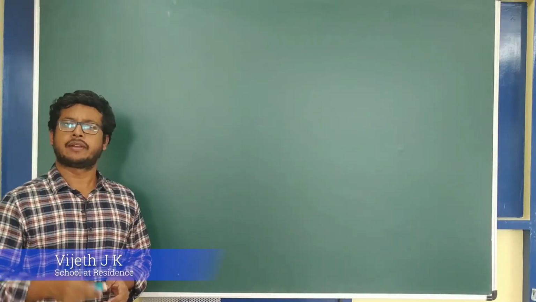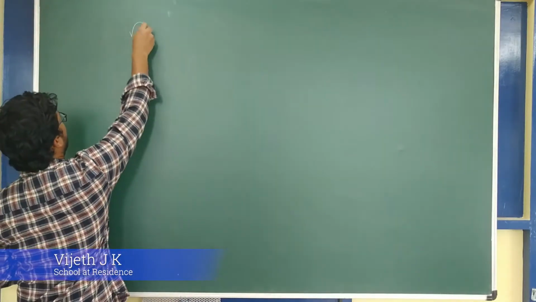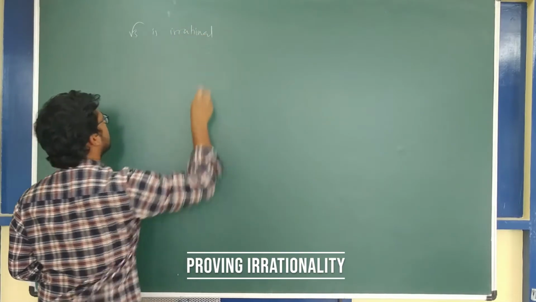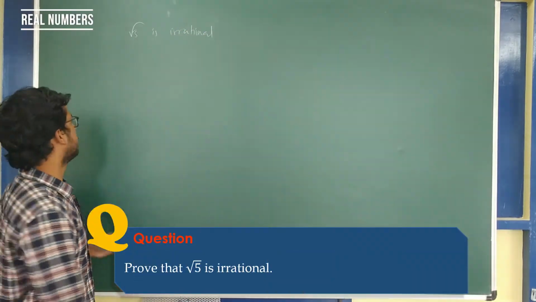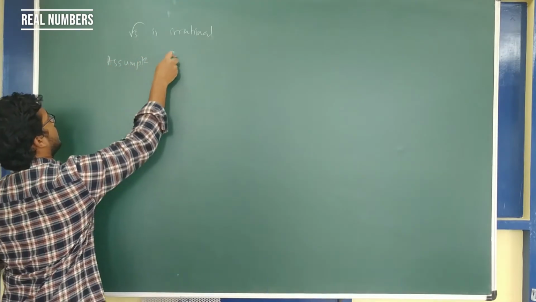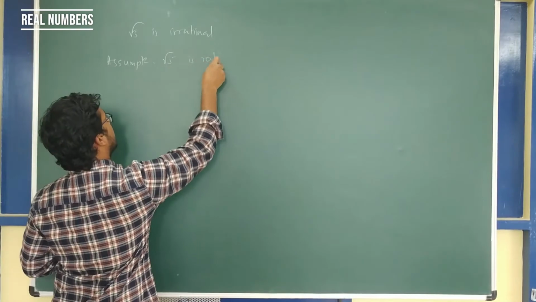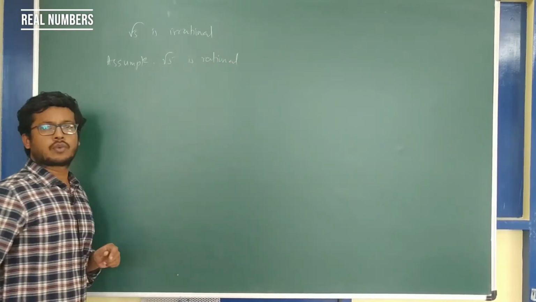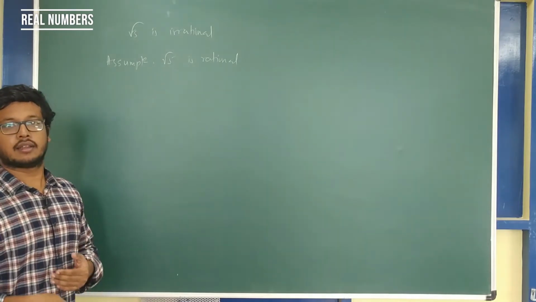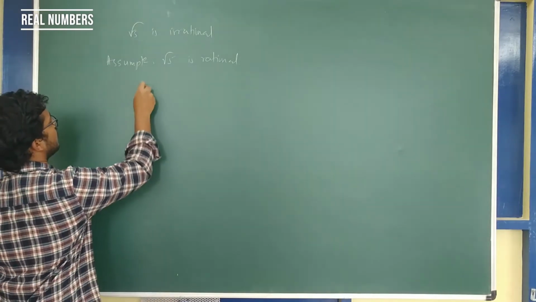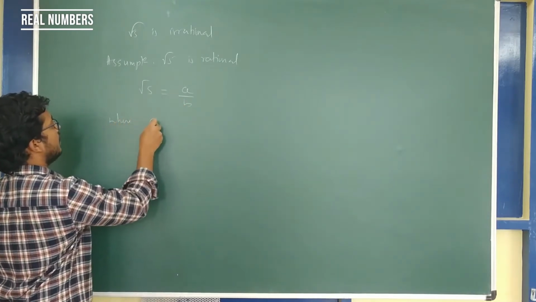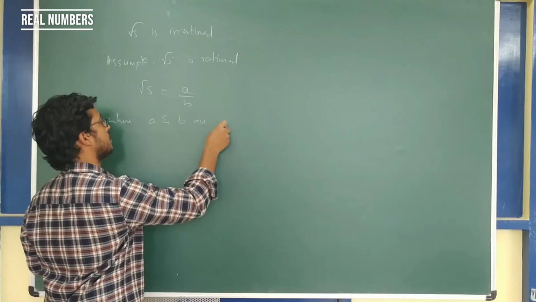We will take another simple example: prove that square root 5 is irrational. Same arguments. We'll start off with an assumption. So what is the assumption here? Square root 5 is a rational number. If it's a rational number, it must be in the form p by q. So we will write square root 5 as some a by b, where a and b are co-primes.